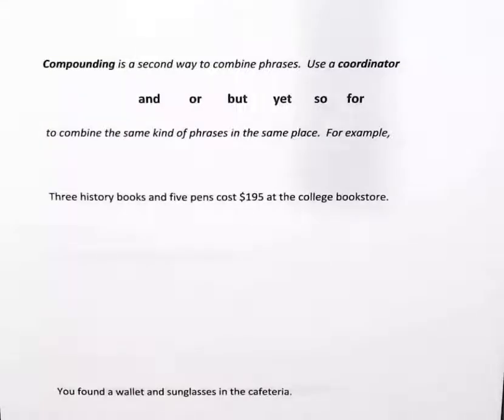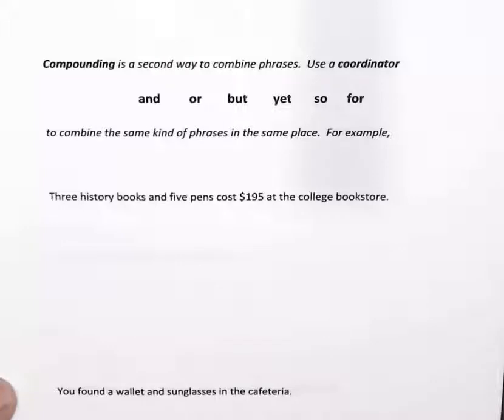Now, compounding is a second way to combine phrases. And we use a coordinator, such as and, or, but, yet, so, or for, to combine the same kind of phrases in the same place. And that means that the phrases are equal. There's no subordination, and this is called coordination: putting the same things together in the same place. So let's take a look at some examples.